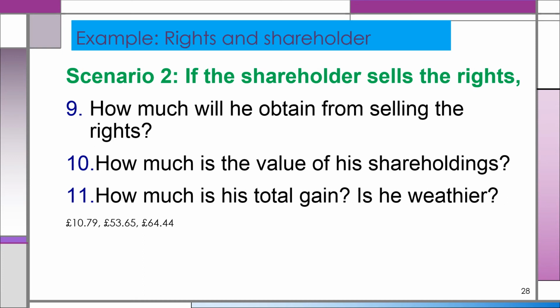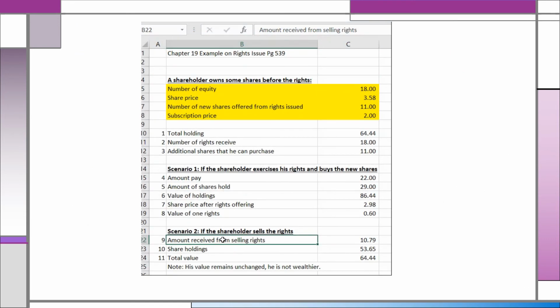Question 9. How much will he obtain from selling the rights? Question 10. How much is the value of his shareholdings? Question 11. How much is his total gain? Is he wealthier? Let's try and calculate the answer. Let's try and answer question 9 to 11.